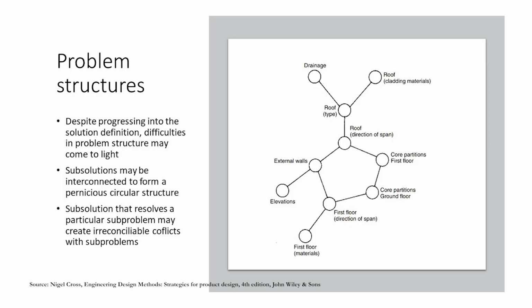Once you change the core partitions in the ground floor, it changes the direction of span in the first floor. That means the external walls will change, and the moment the external walls change, the direction of the span of the roof also changes. So, you change the direction of span of the roof in order to fix some problem in the building. Maybe there was some seepage or other issue, or maybe the wind was blowing in a certain direction and it was necessary. But due to that, you had to also accommodate the design changes to other elements in the building, which in turn changed the direction of span of the roof again. This is what is known as a pernicious problem structure, a circular problem structure.